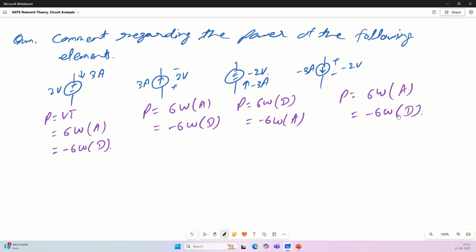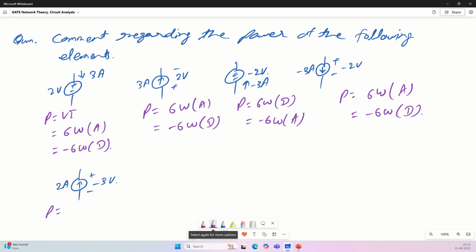Okay, so why don't you do one thing, take one more question. I'll just give you, this is a current source which is of let us say 2 ampere, and the voltage is there like this. This is my positive terminal, this is my negative terminal, and voltage is minus 3 volt. So can you comment about the power in this?